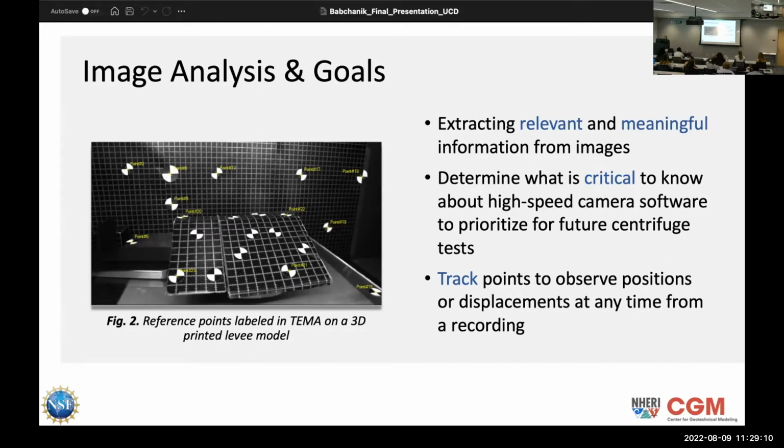Traditionally, we only know the initial and final positions of points, but with advanced software, we can see positions, velocities, accelerations, displacements, etc. at any time from a recording.